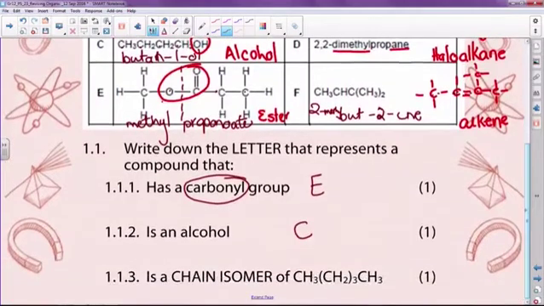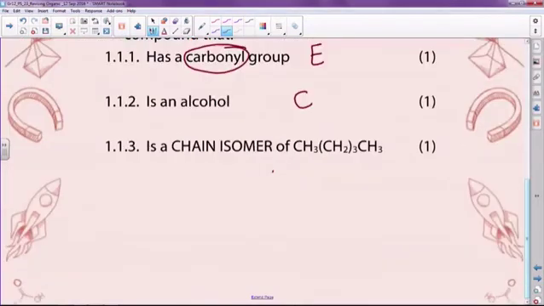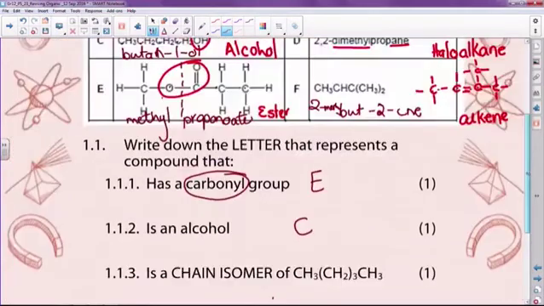Write down the one which is a chain isomer of that. So, chain isomer, let's see what this is. CH3, CH2, CH2, CH3. Now, a chain isomer means that we need to find something that has 4 carbons in it with the same number of hydrogens, all single bonds.